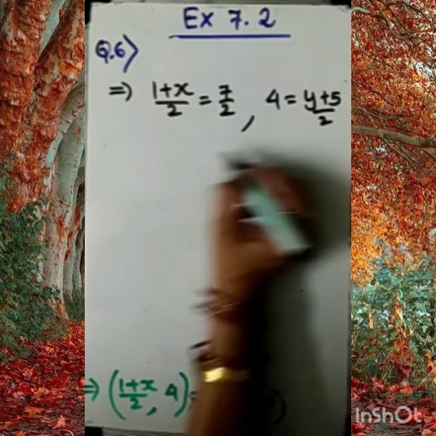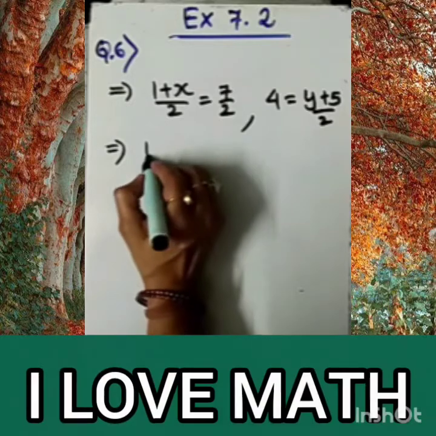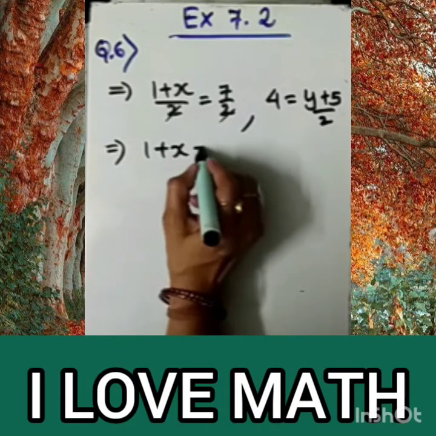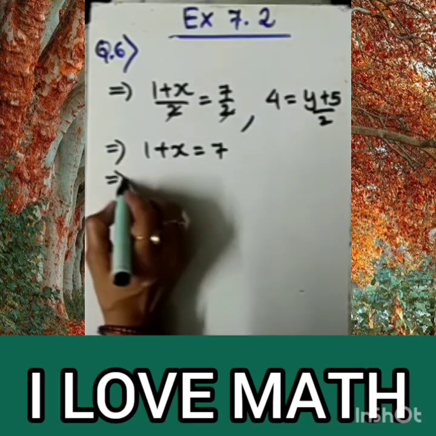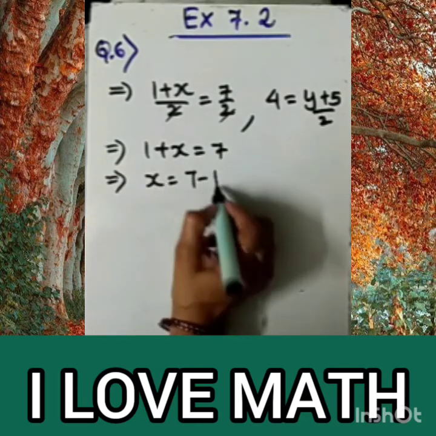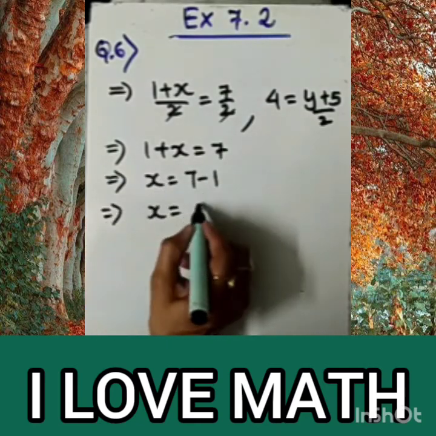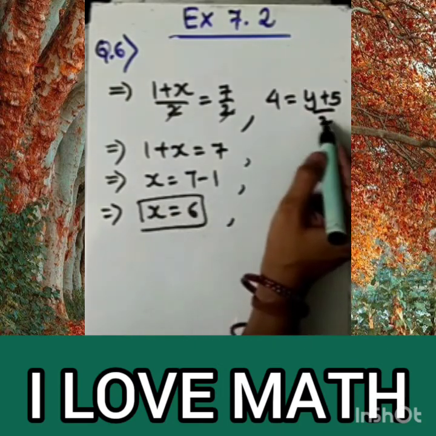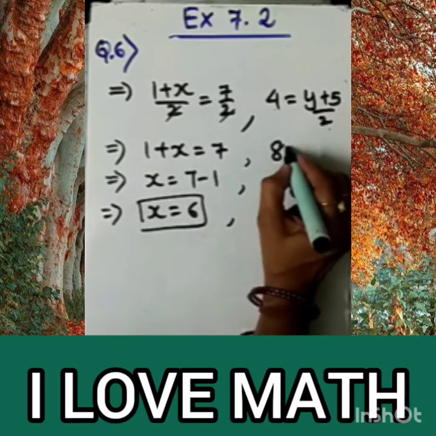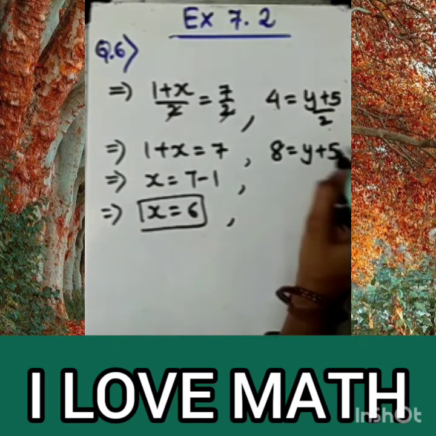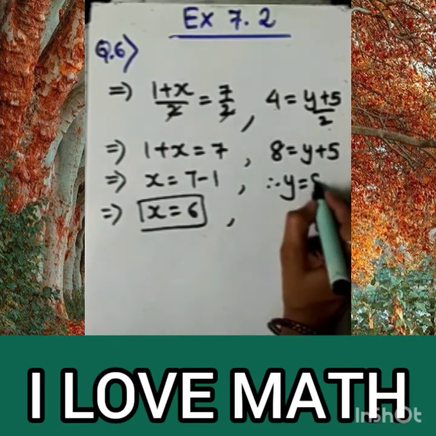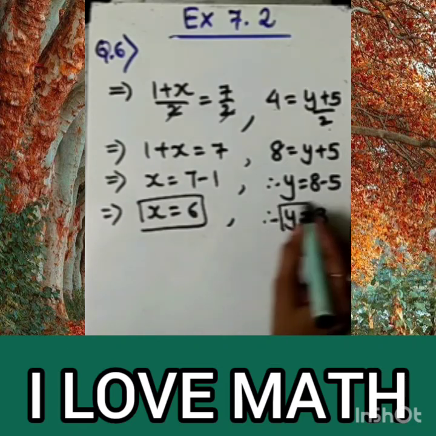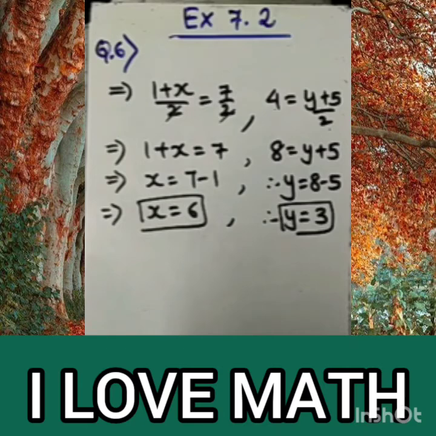Fine. Therefore, 2 will be cancelled from both sides, so 1 plus x equals 7. Therefore, x equals 7 minus 1. The value of x is 6. Clear? Now let's move with this. 4 times 2 is 8, equal to y plus 5. Let me make y the subject, so it will be 8 minus 5, so it will be 3. Of course, the value of y equals 3.